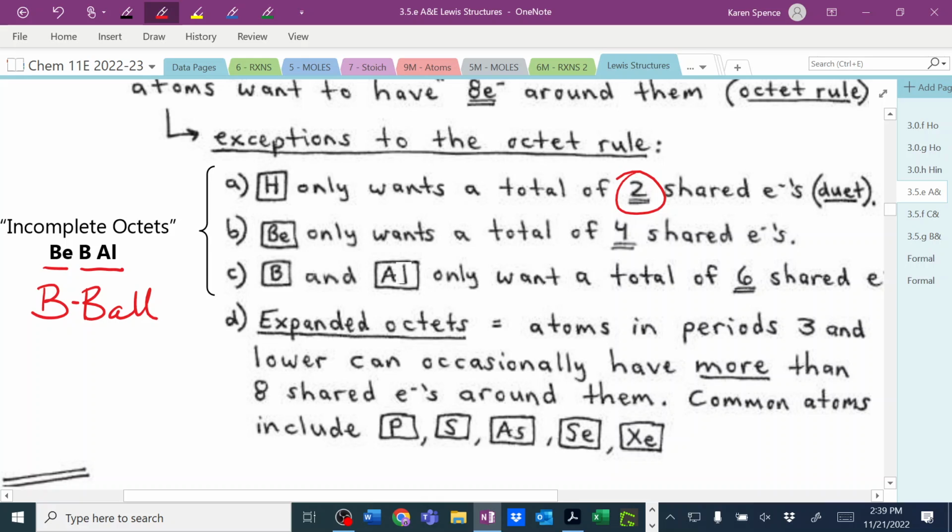So we have beryllium, which only needs 4. And we have boron and aluminum, which need 6 and 6. Okay?